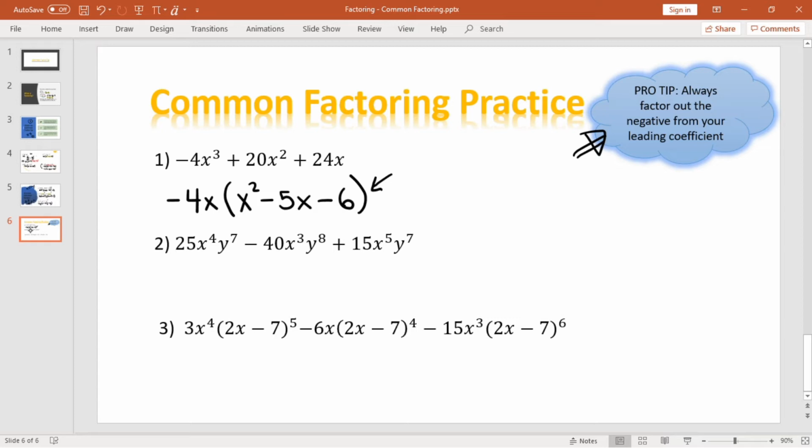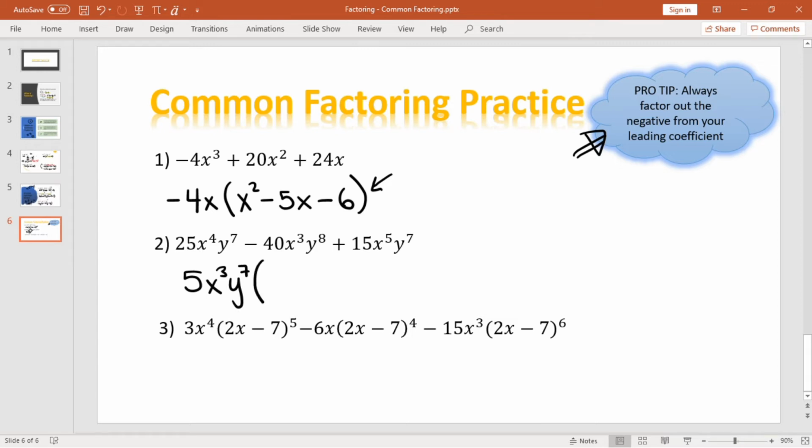Looking at number 2. Lowest number is 15, but that's not going into anything, but they are all divisible by 5. So that's what I'm going to take out. 5. And then my lowest power of x is x cubed. And my lowest power of y is y to the 7. So I can take all of that out. It's like crazy planes flying over my house right now.